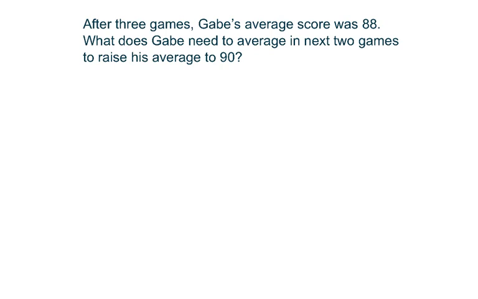So it says, after 3 games, Gabe's average score was 88. What does Gabe need to average in the next 2 games to raise his average to 90? Again, this is overall average, but things are slightly different because think about the information they gave us. They told us that after 3 games, he's at 88 as an average. In the next 2, what must he score to raise that average to 90? So in the end, the 90 is the average that is needed.